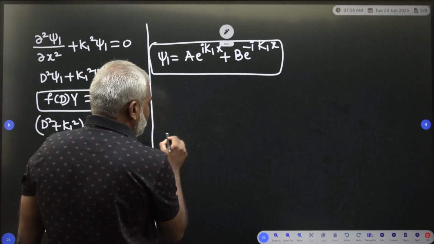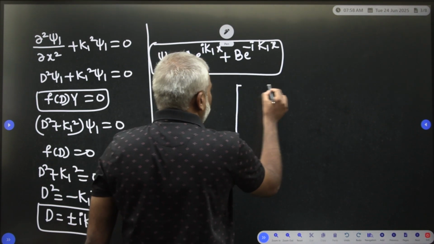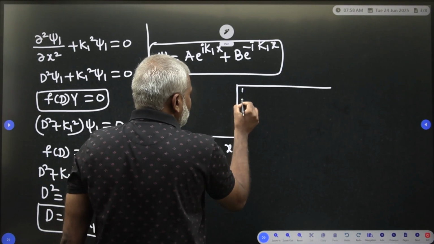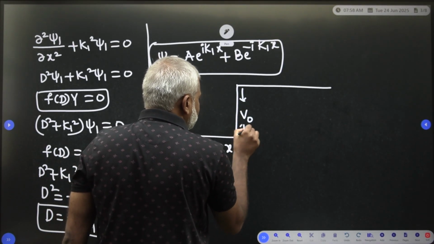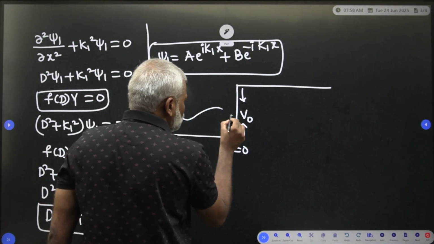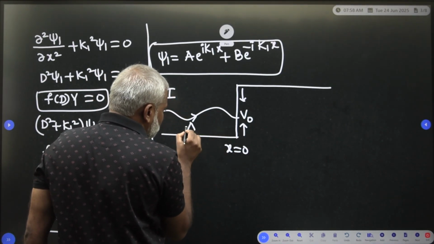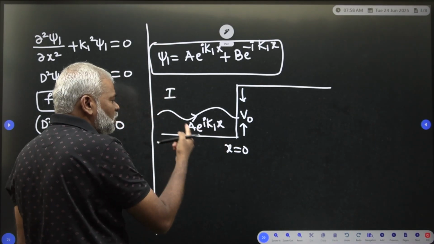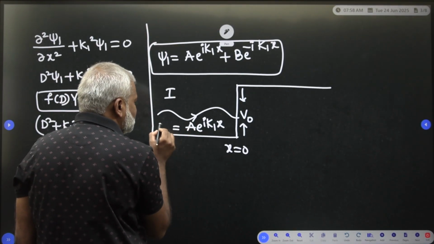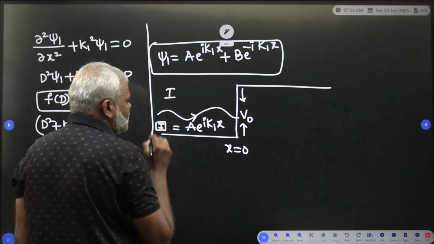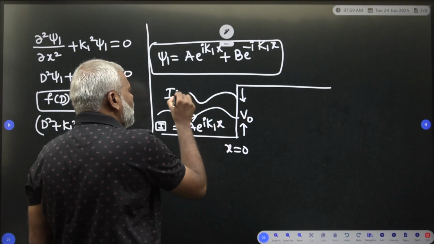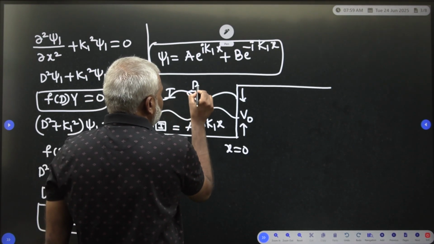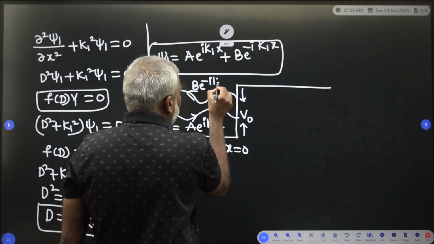Now you have to see in region 1, this is the potential step at x is equal to 0. What is the height of the potential? V naught is the height. In region 1 you have to make the particle incident with amplitude a e to the power of i k1 x. This is the incident beam. Some portion should be reflected back in this direction, and this is b e to the power of minus i k1 x.